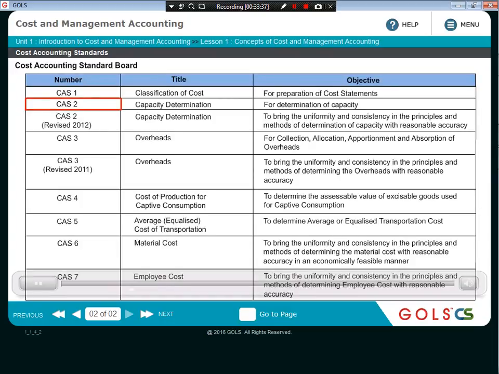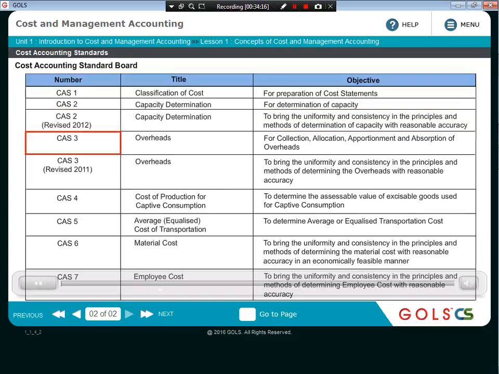Cost accounting standard 2 is capacity determination. This was revised in 2012. Earlier, the objective was only the determination of the capacity. But when it was revised in 2012, the objective became to bring uniformity and consistency in the principles and methods of determination of the capacity with reasonable accuracy. So it is not only capacity determination, but there should be uniformity and consistency, and accuracy should be maintained. That is what has been highlighted as an objective in the revised cost accounting standard 2.